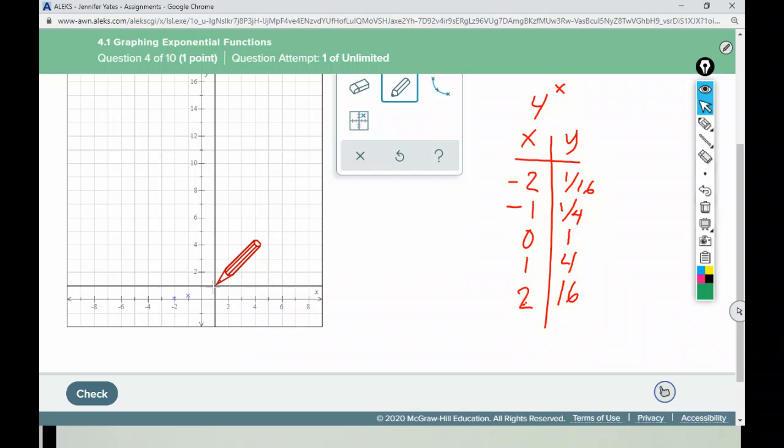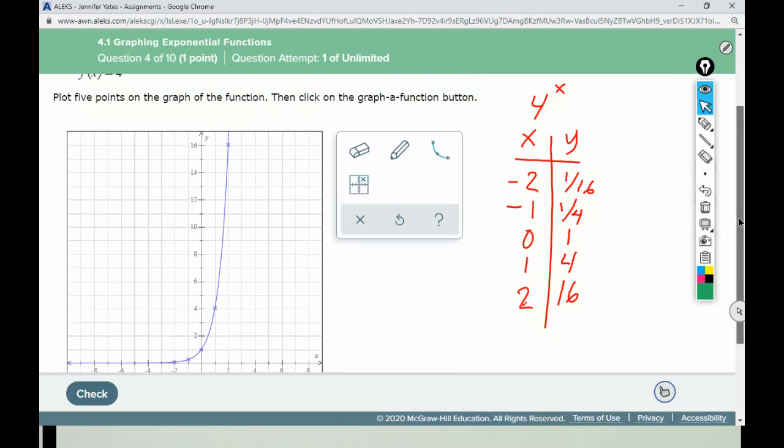There's my 0, 1. Here's my 1/4, and here's my 2. That was nice of them that they went all the way up to 16. Now this is one of those things that lets you double check. If it doesn't give you that nice, pretty smooth curve, it's telling you you did something wrong, and you need to go back in and figure out what that is.